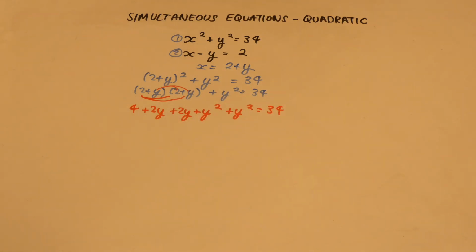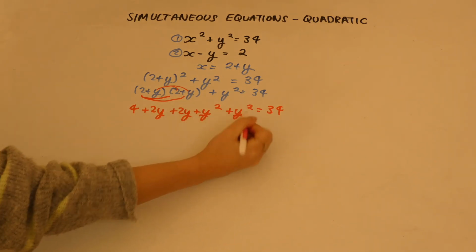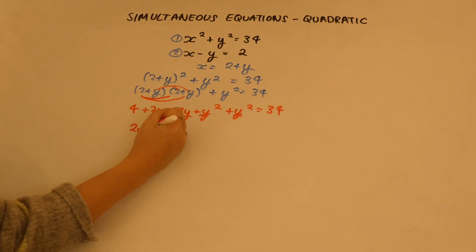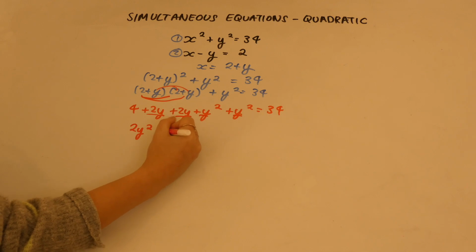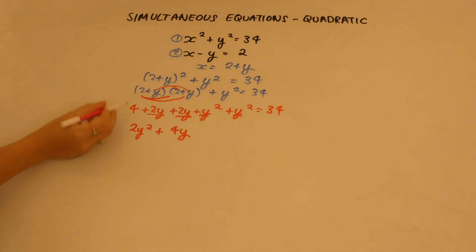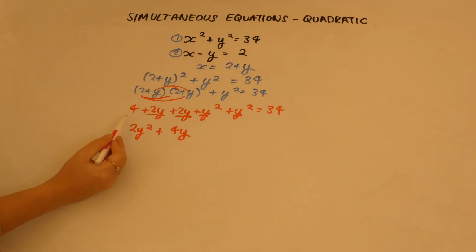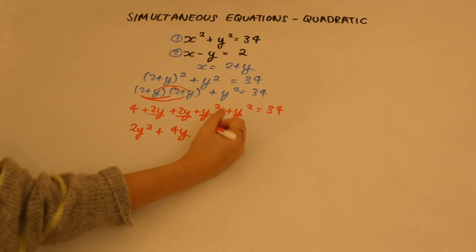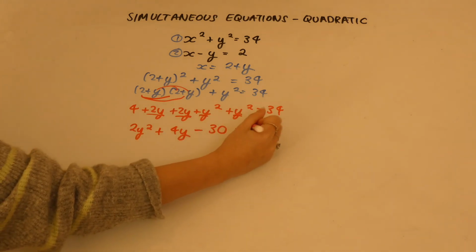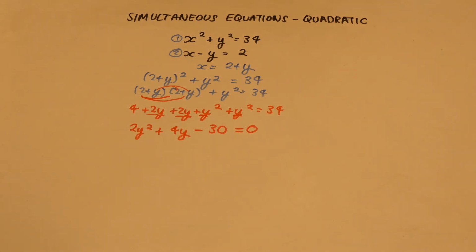Now let's go ahead and collect the like terms. So we've got y squared plus y squared, which gives us 2y squared. We've got 2y plus 2y, which gives us plus 4y. And we've got plus 4 over here. And if we bring this 34 across, we need to subtract 34 from 4, which just gives us minus 30, and that equals 0. We've now got a quadratic equation.